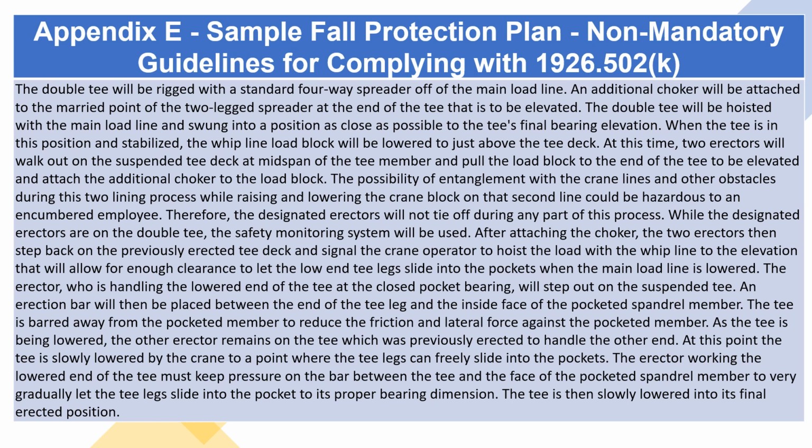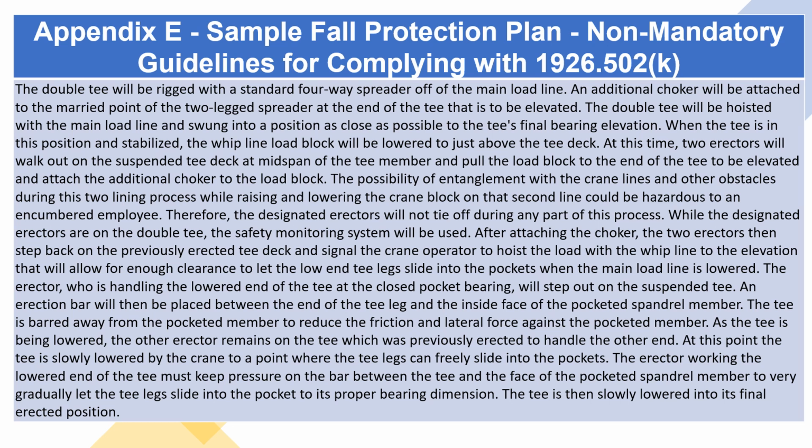After attaching the choker, the two erectors then step back on the previously erected T deck and signal the crane operator to hoist the load with the whip line to the elevation that will allow for enough clearance to let the low-end T-legs slide into the pockets when the main load line is lowered. The erector, who is handling the lowered end of the T at the closed pocket bearing, will step out on the suspended T. An erection bar will then be placed between the end of the T-leg and the inside face of the pocketed spandrel member. The T is barred away from the pocketed member to reduce the friction and lateral force against the pocketed member.